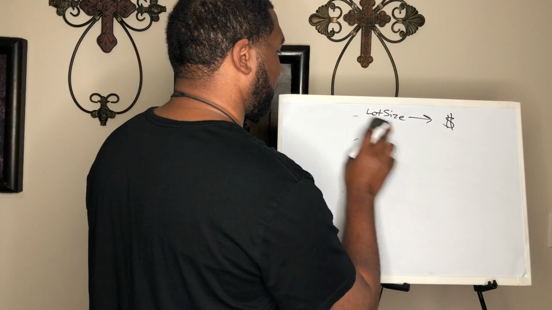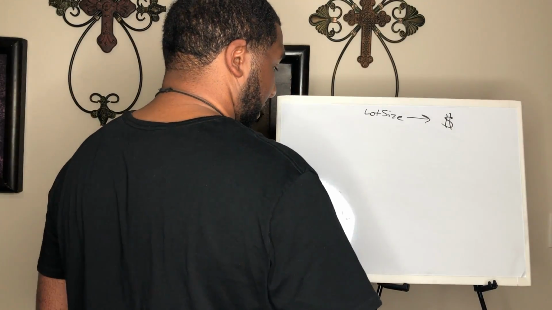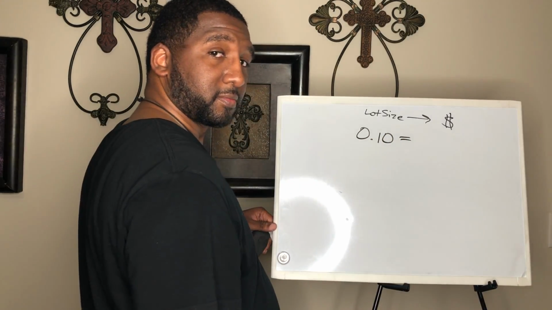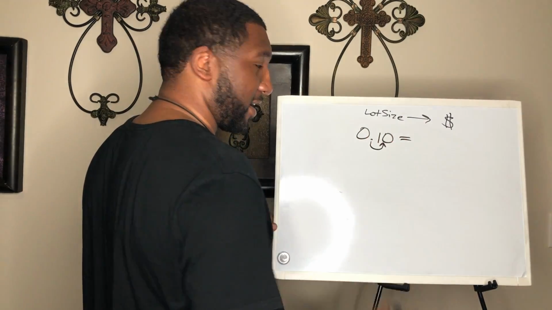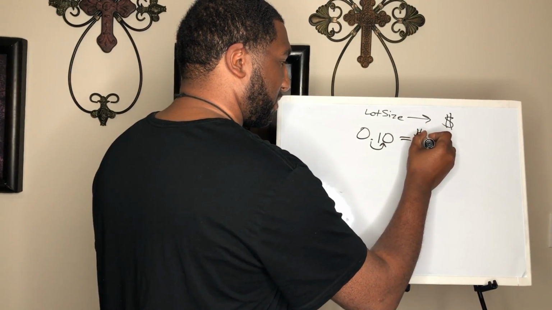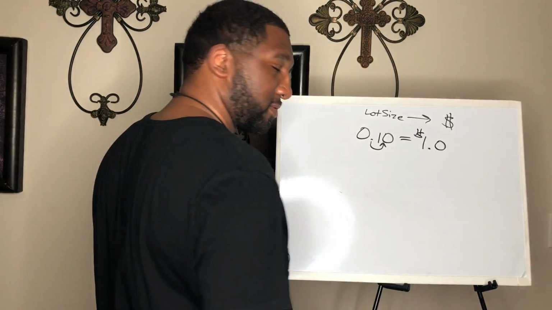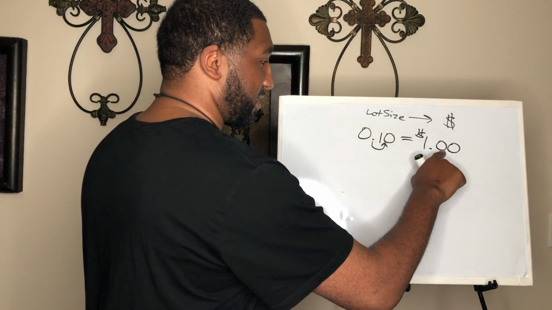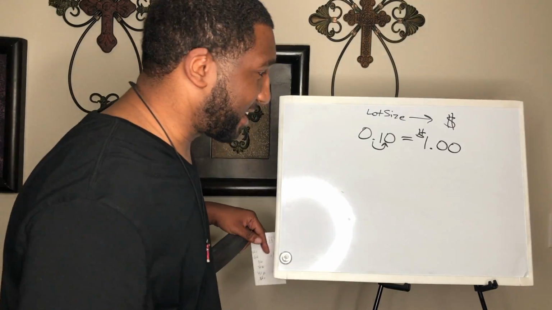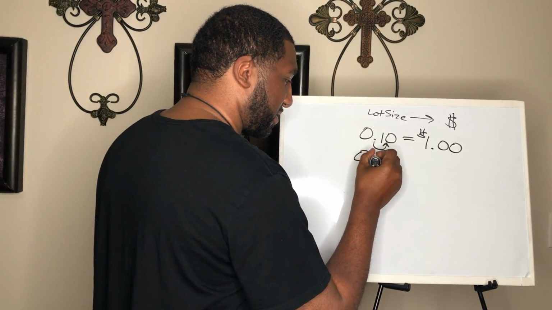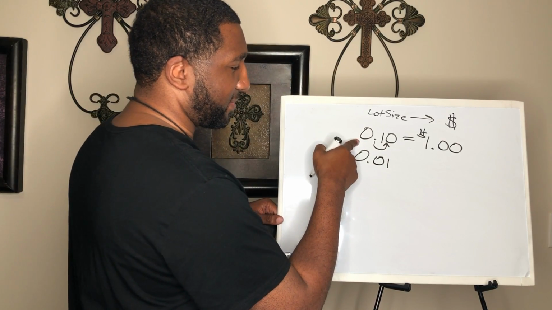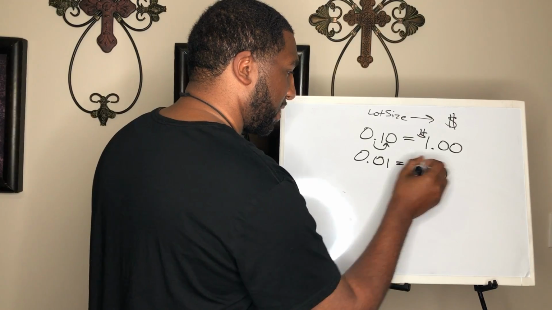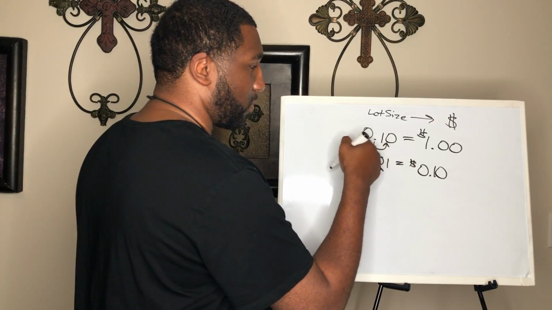Okay, now let's keep going. Following the same principle, what would 0.10 be? Decimal point one time to the right. How much money would that be? 1.0. Same principle, add a zero to the back. So now this is $1 per pip. But do you understand the significance between this and that? This is only 10 cents per pip, but this is actually $1 per pip.